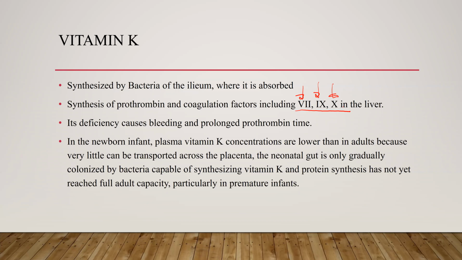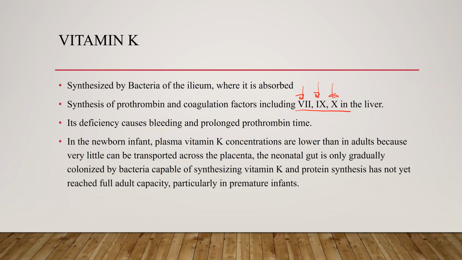Okay, so vitamin K, we said, is synthesized by the bacteria of the ileum where it's absorbed. Directly there, the bacteria will synthesize it and it will be absorbed. Its job is that it helps in the synthesis of prothrombin and coagulation factors, as we said. Its deficiency causes bleeding and prolonged prothrombin time.